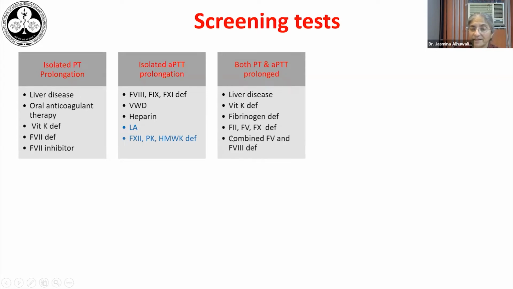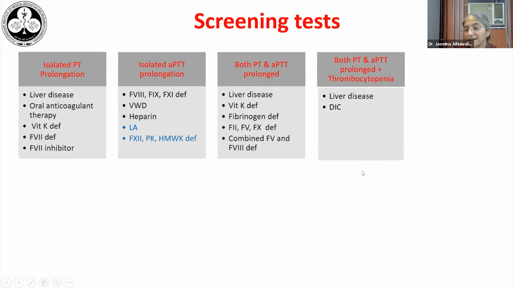If both PT and APTT are prolonged, then we are looking at a liver disease, or there may be a vitamin K deficiency, or there may be a common pathway deficiency: fibrinogen deficiency, factor 2, 5, or 10 deficiency, and a combined factor 5 and 8 deficiency. Any of these could be there. If we look at both PT and APTT prolonged with thrombocytopenia, then a systemic disorder is more likely, like a liver disease or a DIC.